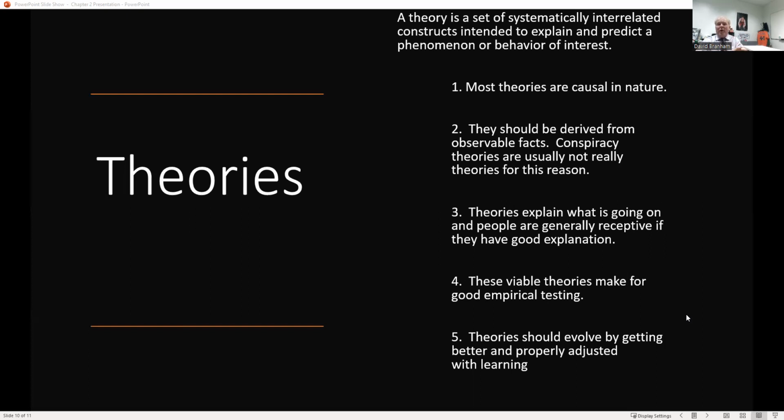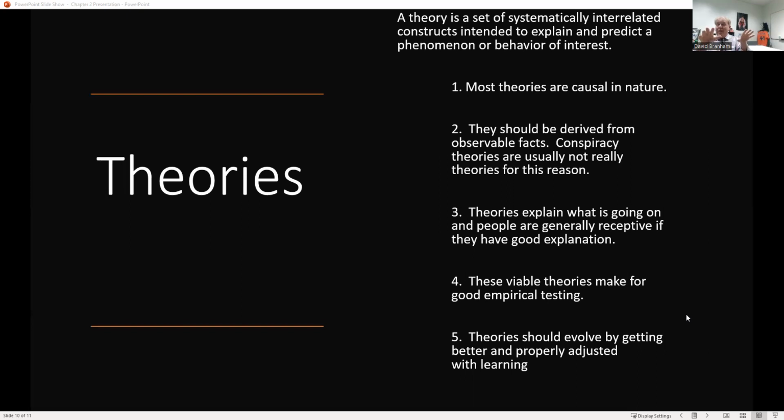They also should be derived from observational facts. You shouldn't just come up with a theory arbitrarily in your head. Arbitrary theories would just match two variables together without really good explanation. If we see that smoking increases the chances that you'll get cancer, we should be able to see that by looking at people who are smoking and seeing that more of them are getting cancer than people who don't smoke. If that's the case, then we have observational facts that we're basing it on.